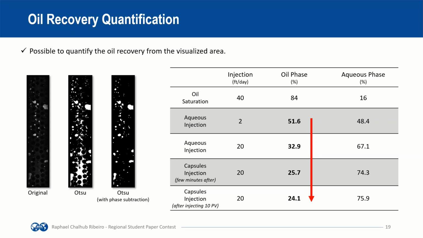Just minutes after the beginning of the injection of the aqueous microcapsule suspension, a sensible drop of nearly 7% in the oil phase saturation is measured. A small additional oil recovery is observed by continuing the aqueous phase injection up to 10 porous volumes.